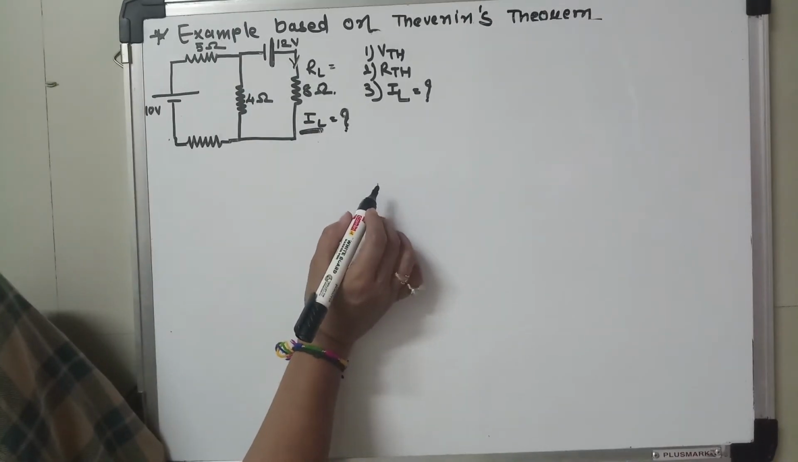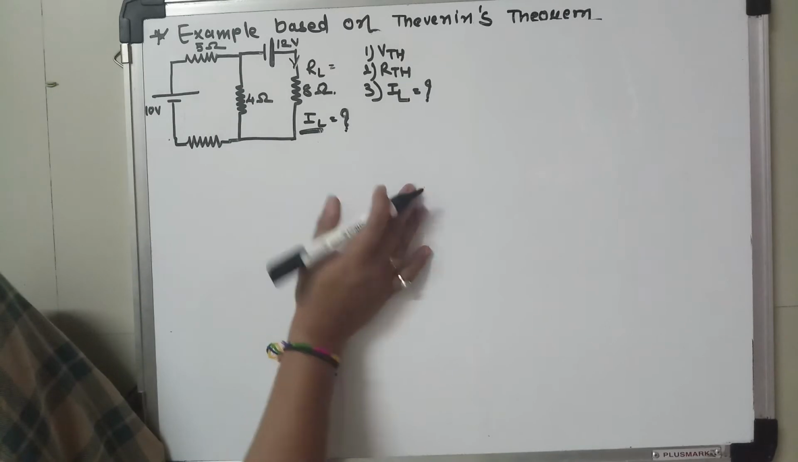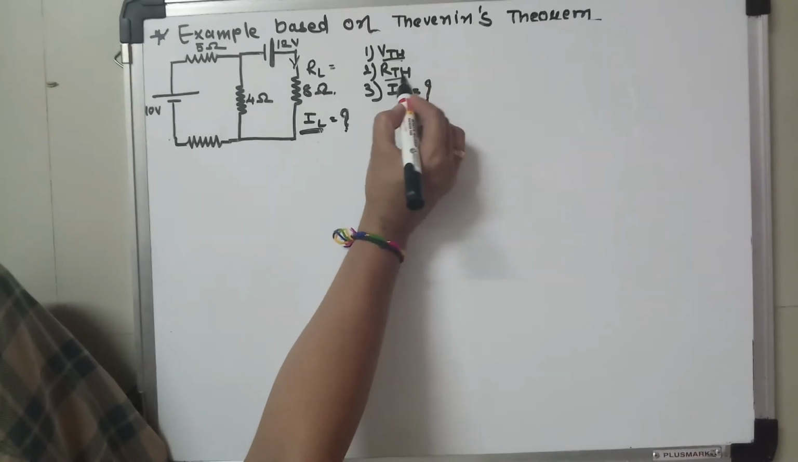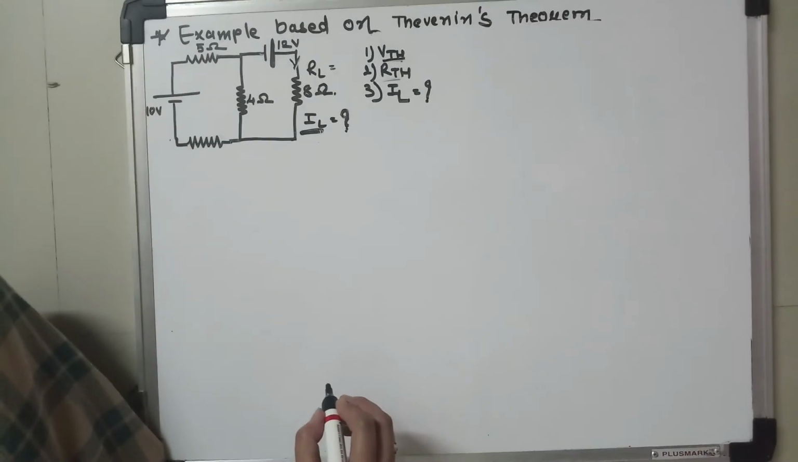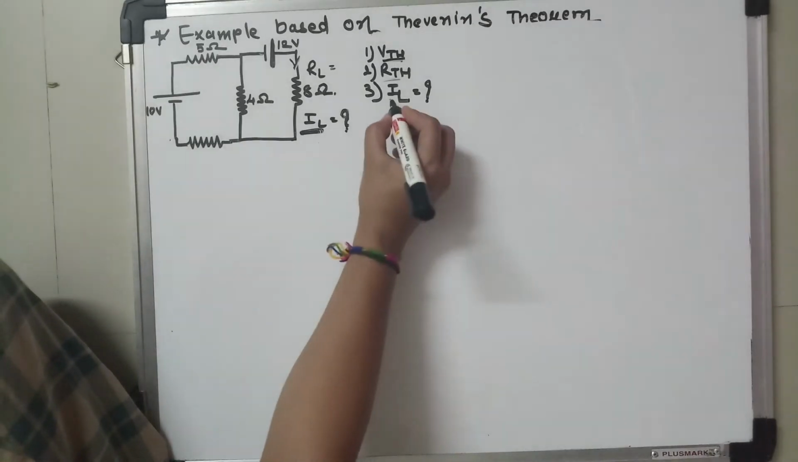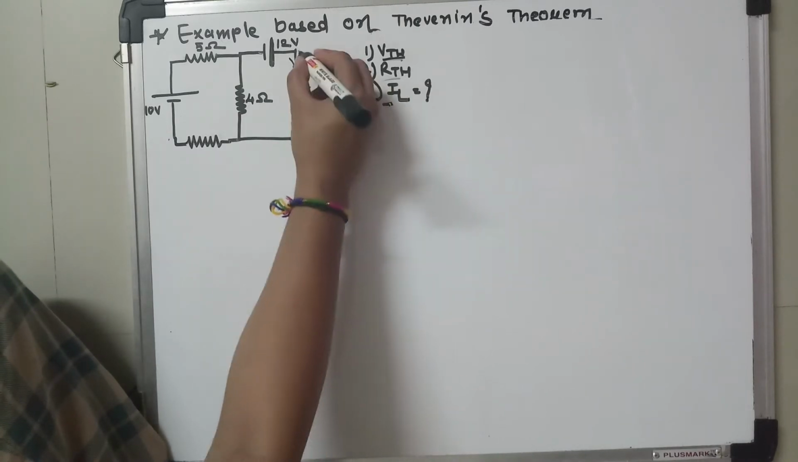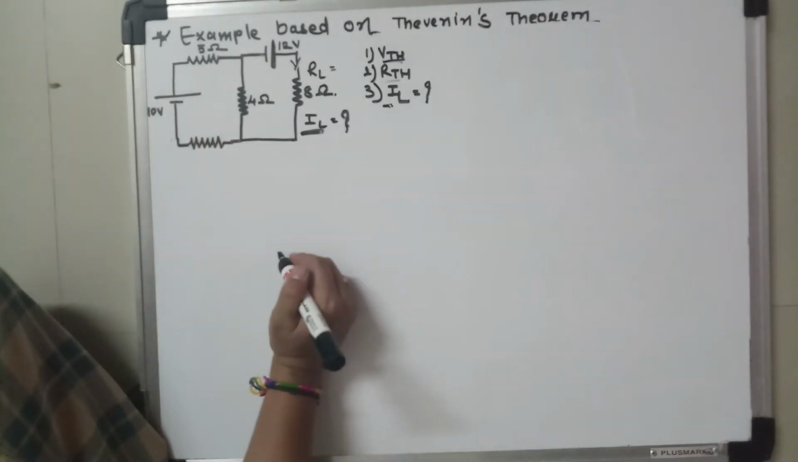Now what is the procedure to apply the steps of the Thevenin theorem? The first step is to find out VTH, that is the Thevenin open circuit voltage. The second step is to find out the Thevenin equivalent resistance. And the final step is to make the Thevenin equivalent circuit and find out the value of the current passing through the 8 ohm resistance. Now how to apply the Thevenin theorem in this network?